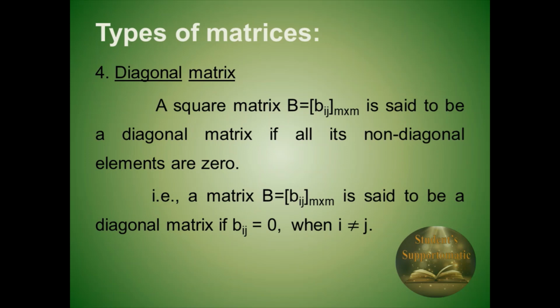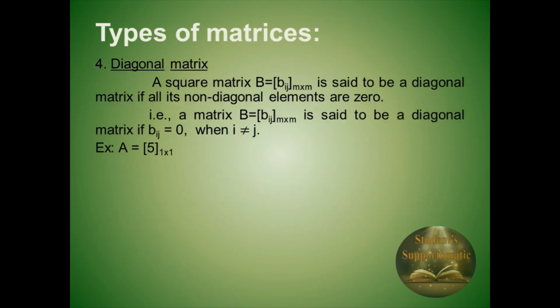When i is not equal to j, the elements are off-diagonal; the diagonal elements appear in the places of a11, a22, a33. That means when the i and j values are the same, only then are these the diagonal elements. So let's see in a matrix. Here A is a 1 by 1 matrix. It's a diagonal matrix because i and j are both the same. A11 has only one value, so it is a diagonal matrix.